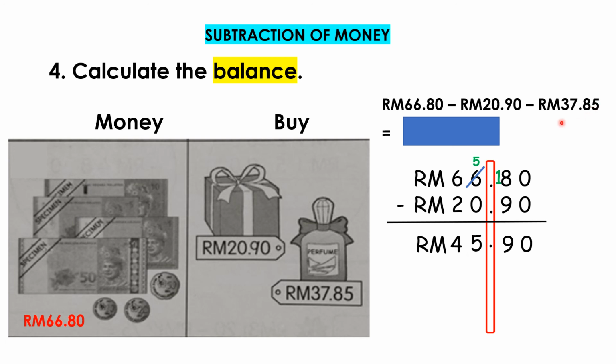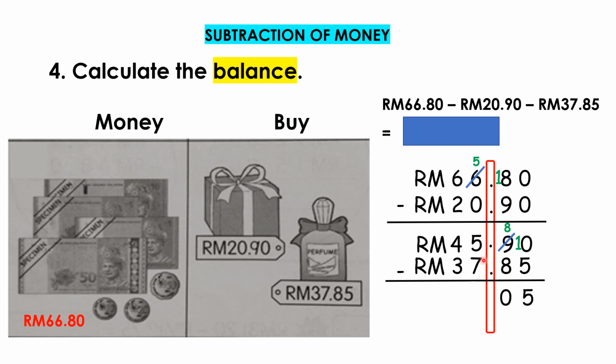And then we write like this. We write 37 ringgit and 85 cent below the 45 ringgit and 90 cent, and then write minus. Okay, so 0 cannot minus 5, so we have to borrow from 9, so cancel 9. 9 minus 1 equals 8. So give 10 to 0, it will be 10. So 10 minus 5 equals 5. Okay, 8 minus 5 equals 3.